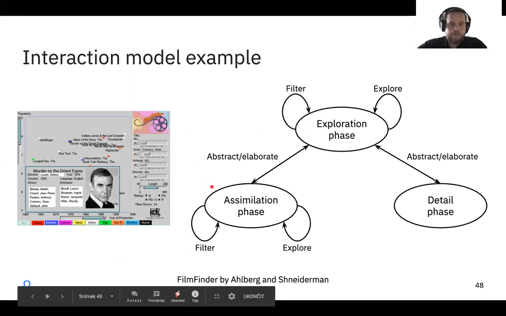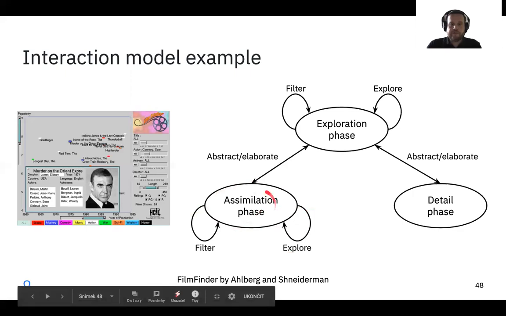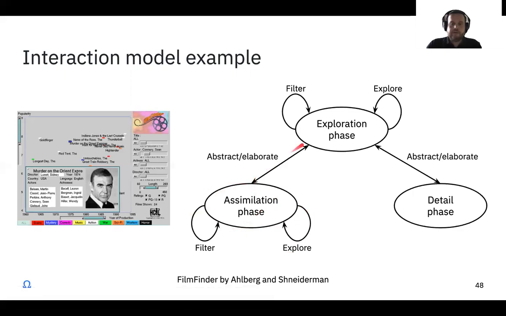Working with Film Finder, you can think of it as starting with the assimilation phase, which is where you see all of those dots on the screen. You're reading the axes, and you're trying to see what's in parts of the data set, getting to grips with the data. That's what the assimilate task is. You can filter, you can explore, which will refine your assimilation phase. Then you might want to go into a bit more detail.